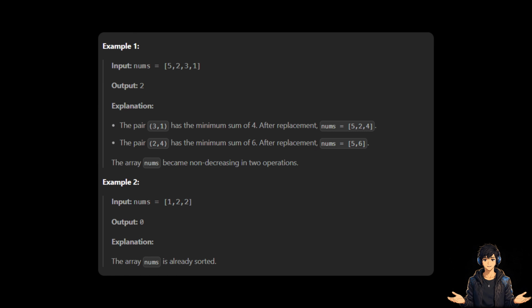Let's understand this with an example. For the array 5, 2, 3, 1, the adjacent sums are 5 plus 2 equals 7, 2 plus 3 equals 5, and 3 plus 1 equals 4. The minimum sum is 4, so we are forced to merge the pair 3, 1. After merging, the array becomes 5, 2, 4. Now again, the minimum adjacent sum is 2, 4, which gives 6. After merging that pair, the array becomes 5, 6. At this point, the array is non-decreasing, so the answer is 2 operations. In another example, 1, 2, 2, the array is already non-decreasing, so the answer is 0.